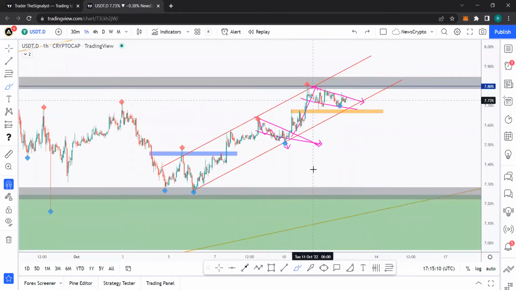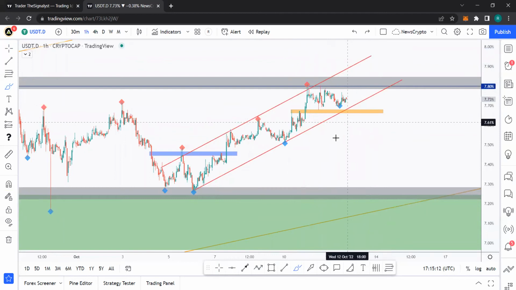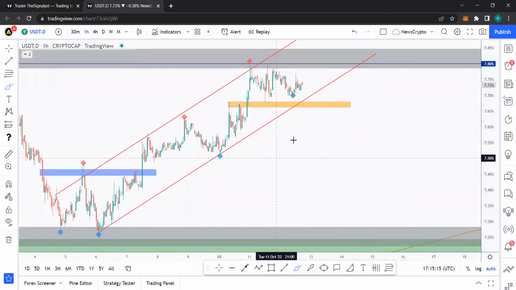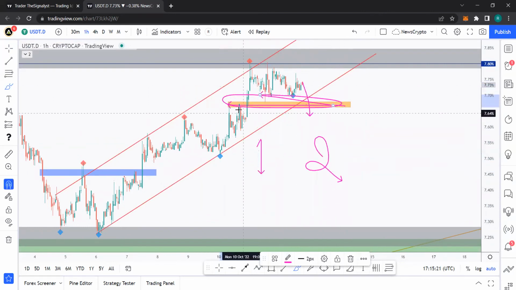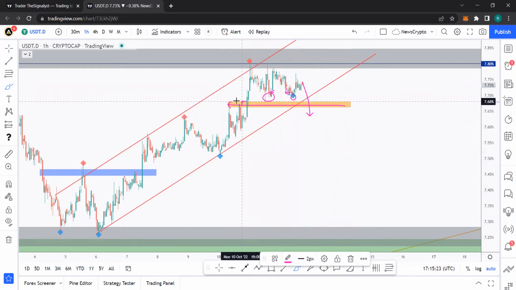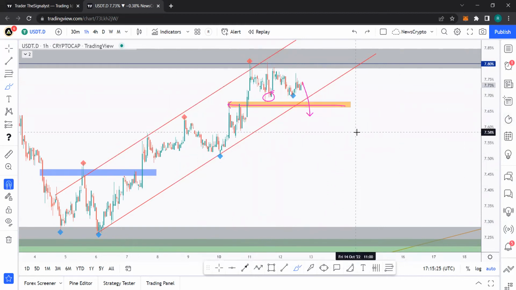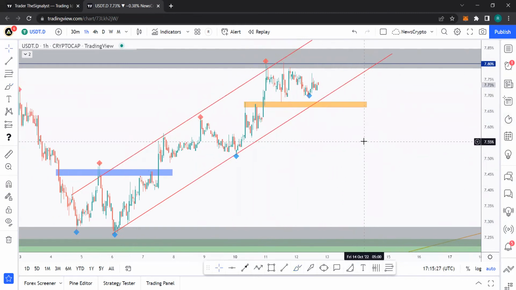Okay, for now, it's very important to watch the price action. For the bears to take over, we need to see a break below the trend line, one. Second, below this low right here. Okay, these lows lining up with this high and so on. Okay, that's it for USD dominance.